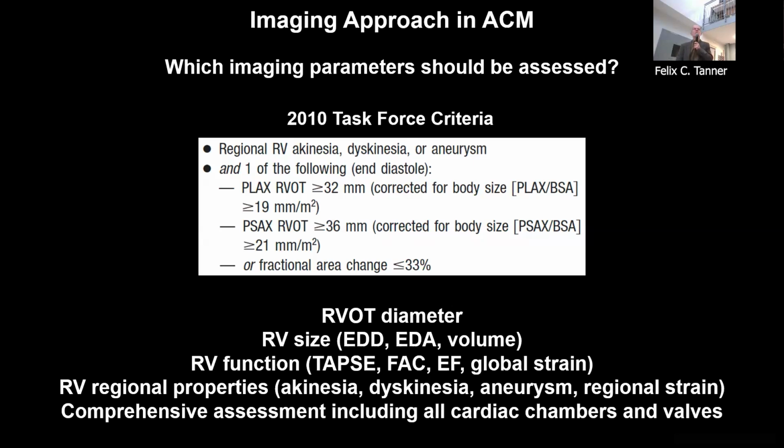So what about the imaging approach in arrhythmogenic cardiomyopathy? We have the 2010 task force criteria, and of course we have the Padua criteria, and we are convinced in Zurich that we should use both of these sets of criteria. So what you see up there is the 2010 task force criteria, but let's be honest, this is still considered a gold standard by many people, but this is really on a very simple level, and these are only very few parameters which appear there, and down there you see what should also be assessed.